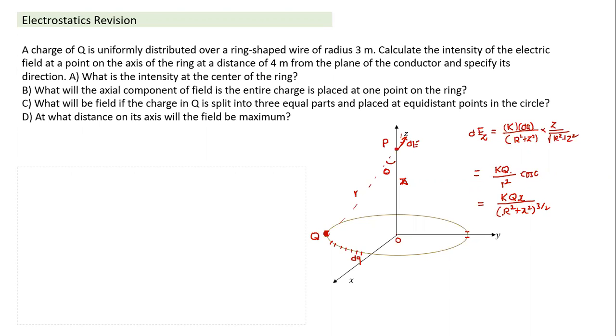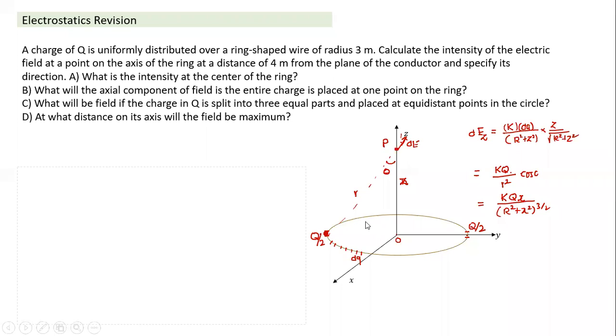If the charge is not distributed over a circle, suppose this total charge q, rather than distributing on the circle, I distribute as two parts, q by 2 and q by 2, placed at two diametrically opposite points. Still the field at this point will not change. Similarly, if I distribute this charge in four equal parts, q by 4 each, but all four charges are placed at equal distances on the perimeter of the circle, still the field at point P will not change. So as long as I distribute the charge in a symmetrical way such that perpendicular components cancel out, the field at point P will remain the same.